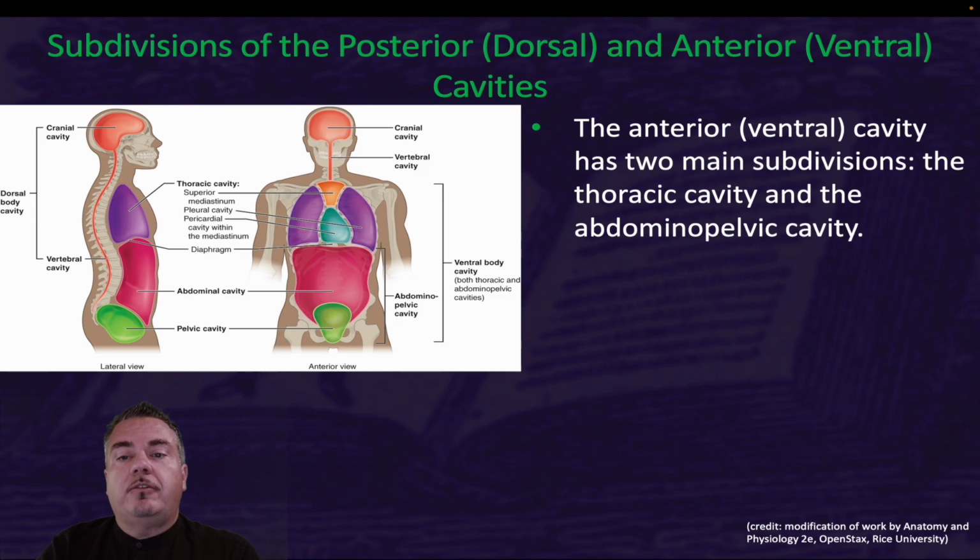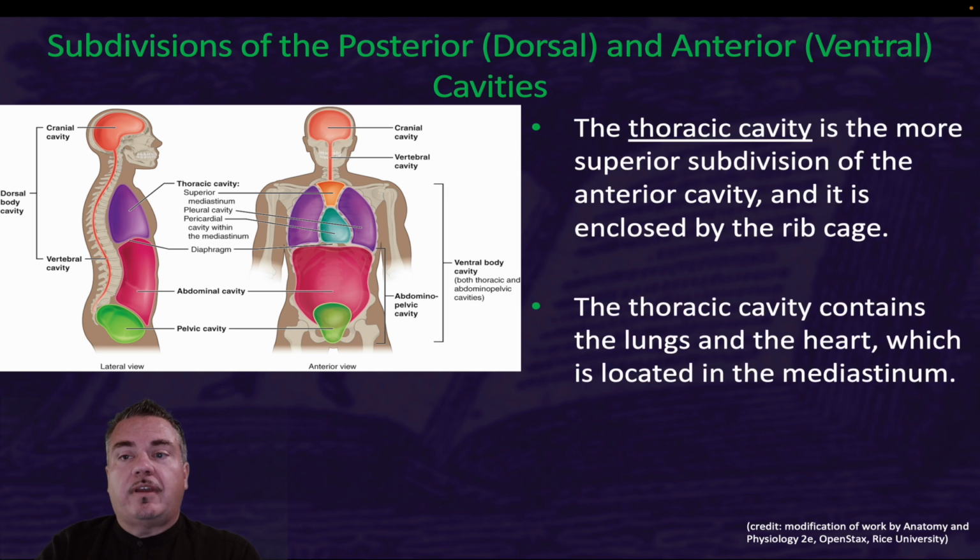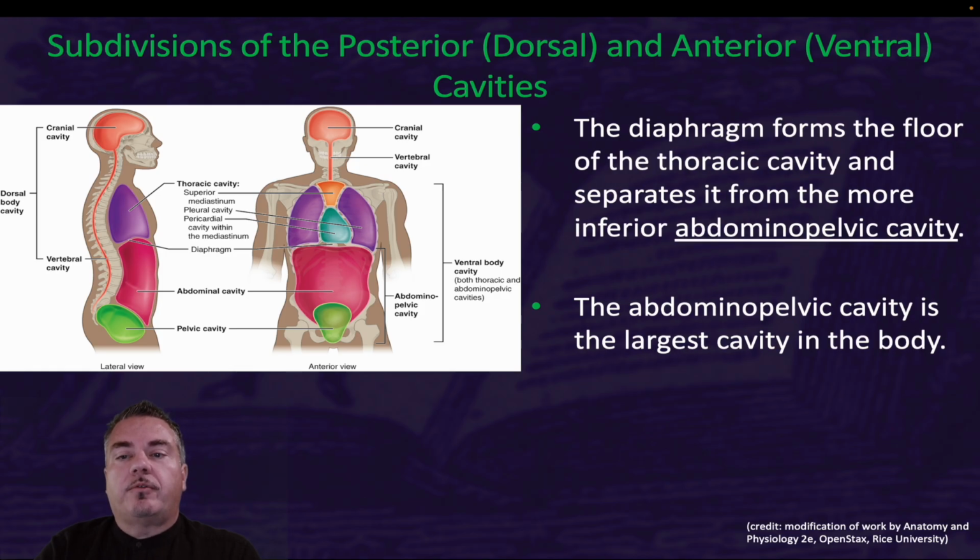The anterior ventral cavity has two main subdivisions, the thoracic cavity and the abdominal pelvic cavity. The thoracic cavity is a more superior subdivision of the anterior cavity, and it is enclosed by the rib cage. The thoracic cavity contains the lungs and the heart, which is located in the mediastinum. The diaphragm forms the floor of the thoracic cavity and separates it from the more inferior abdominal pelvic cavity.